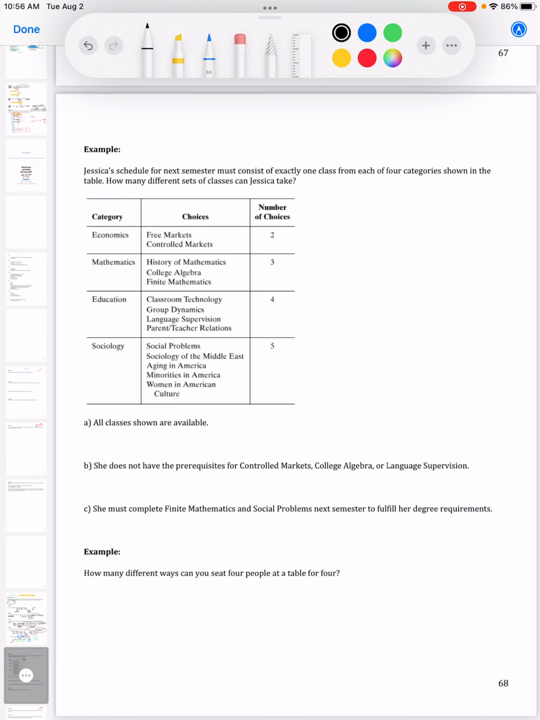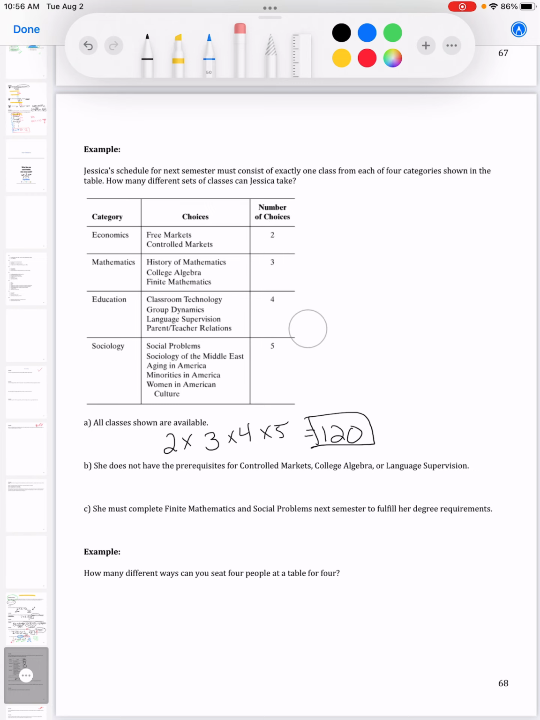So if she could choose any of them, for the economics class, there are 2 choices. For the math class, there are 3 choices. 4 for education and 5 for sociology. Remember, we're going to be multiplying these together all the time because it is the multiplication principle. So I'm going to get 120.